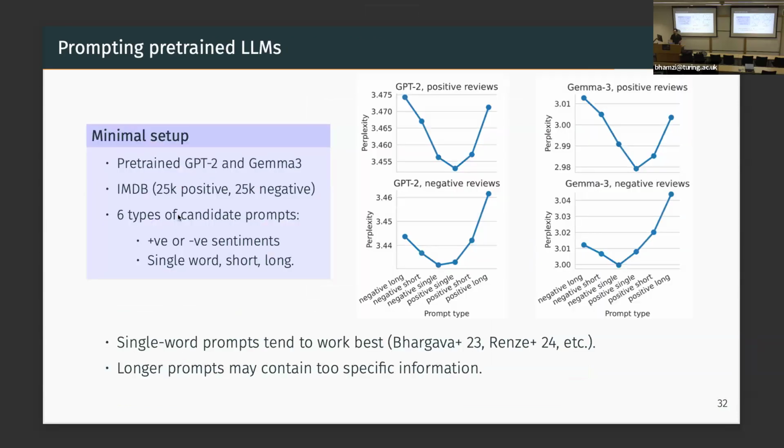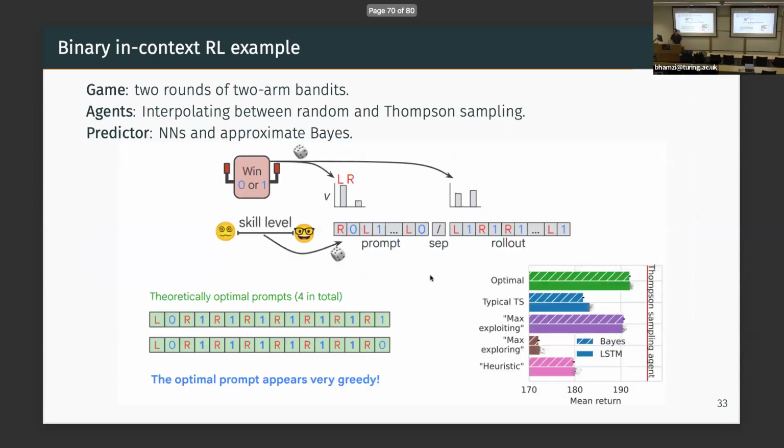We also verified some of the findings on large-scale language models, where we used IMDb as a data set. The finding is that the best prompt usually contains a single word. Sometimes we think that giving more information in the prompt should steer the model better, but that's not always the case. The best prompt turns out to be just a single word, positive or negative. We also have an example in the paper of how we studied in-context learning with RL.